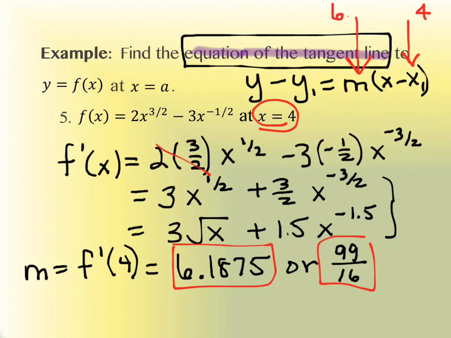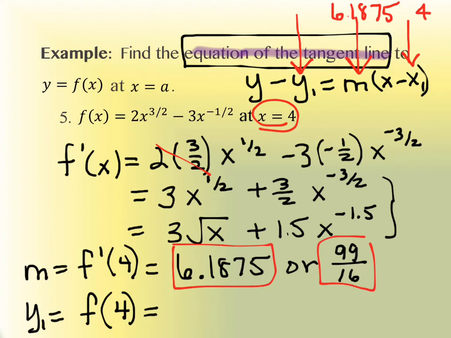So this is 6.1875. And what in the world am I going to do to find the y1 value? Right, I need to plug the x value into the original function. So my y1 value is going to be finding the original function f with the number 4 plugged in. And again, your calculator will do that for you just fine. And it's not quite as ugly. In fact, it's not an ugly fraction or decimal at all on that one.